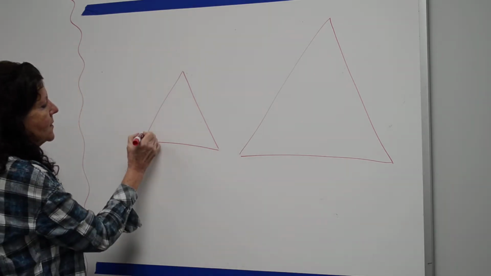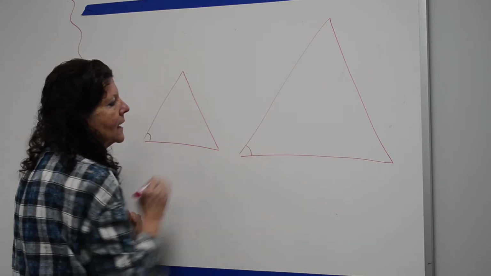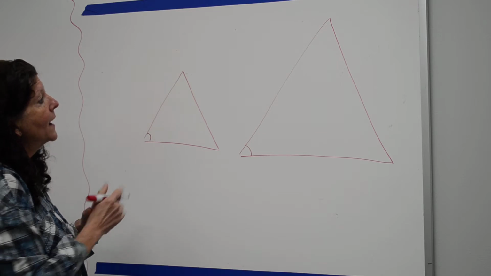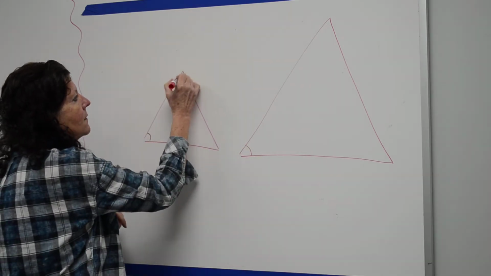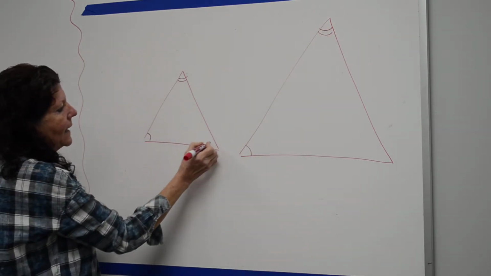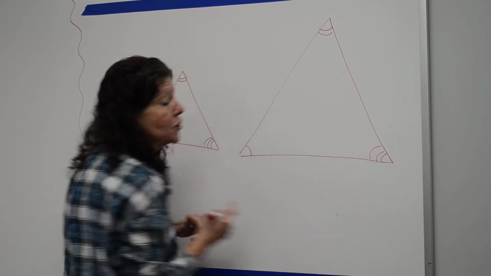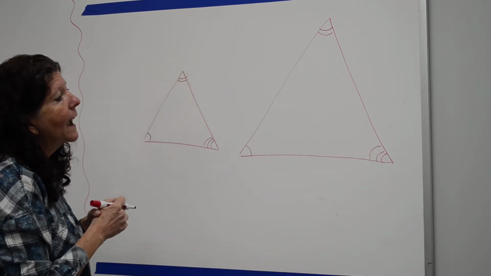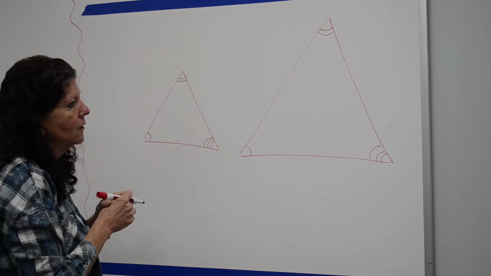One of the characteristics is that for every angle on this triangle, there is a congruent angle on that triangle. So I could say that's congruent to that. That angle right there is congruent to that. And then the third angles are congruent. For two triangles to be similar, they have to have a congruent angle on the other triangle.